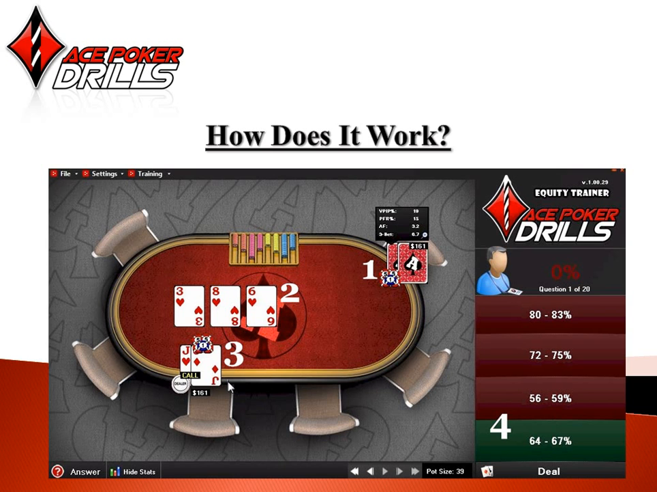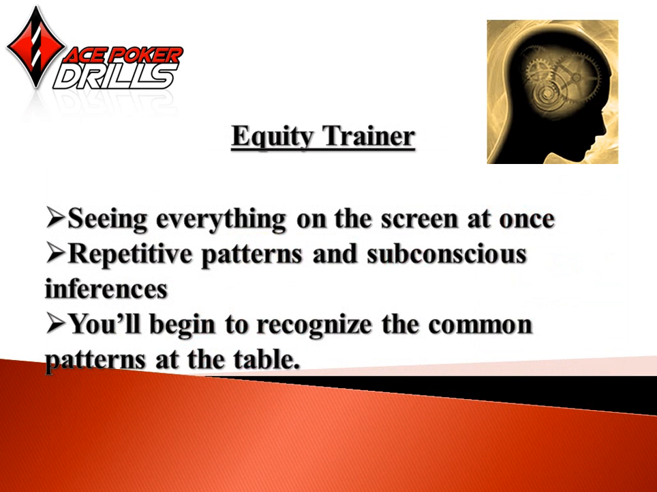When you're playing poker, you don't get to see all that stuff at once, and you don't get to see what your actual opponent's hand is. So that is really one of the key elements here. It works by seeing everything on the screen at once. By doing that, you're going to be able to see the repetitive patterns that are before you, which is going to allow your subconscious mind to make these inferences that when you're at the poker table in real time, you'll start recognizing similar patterns and you'll be able to make the decisions much more confidently.